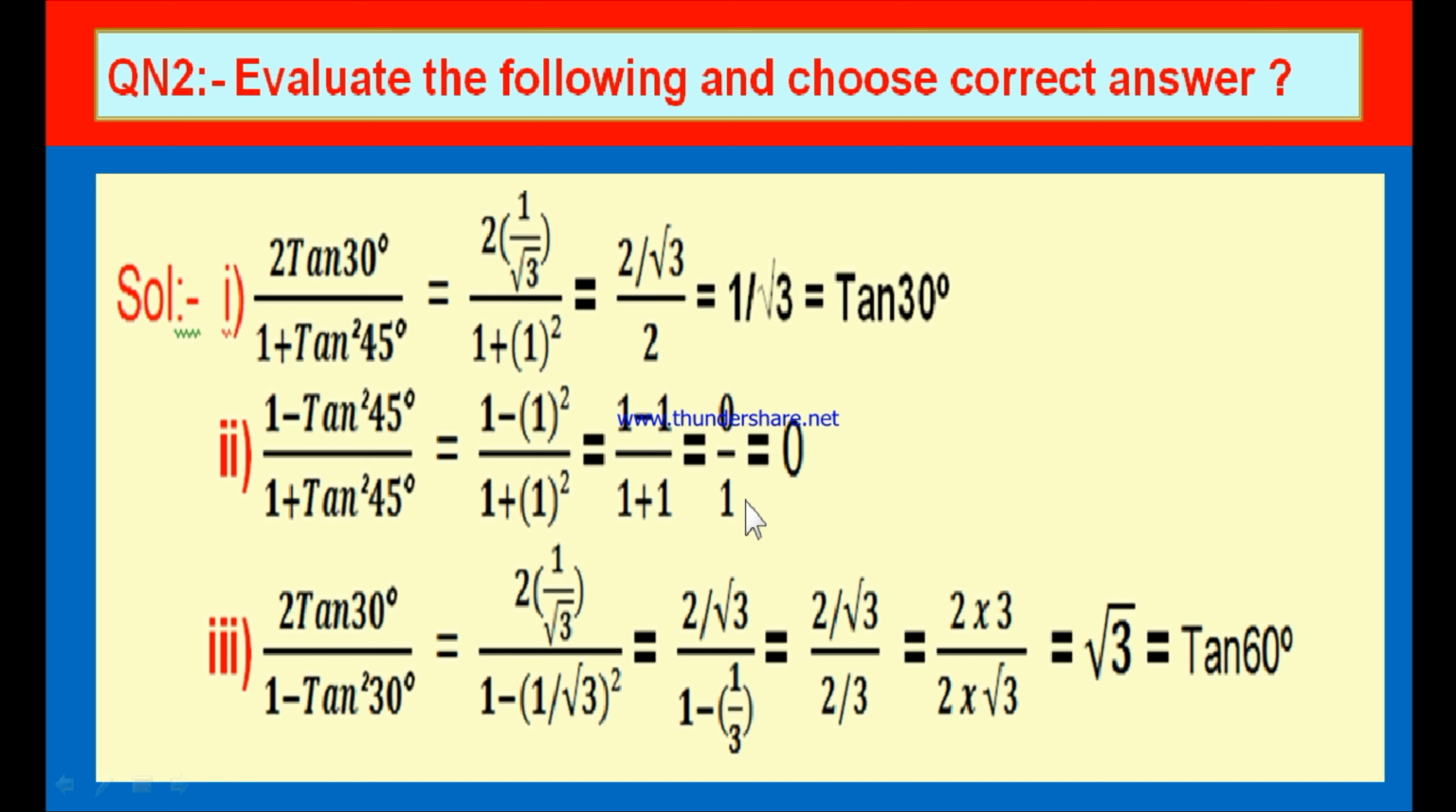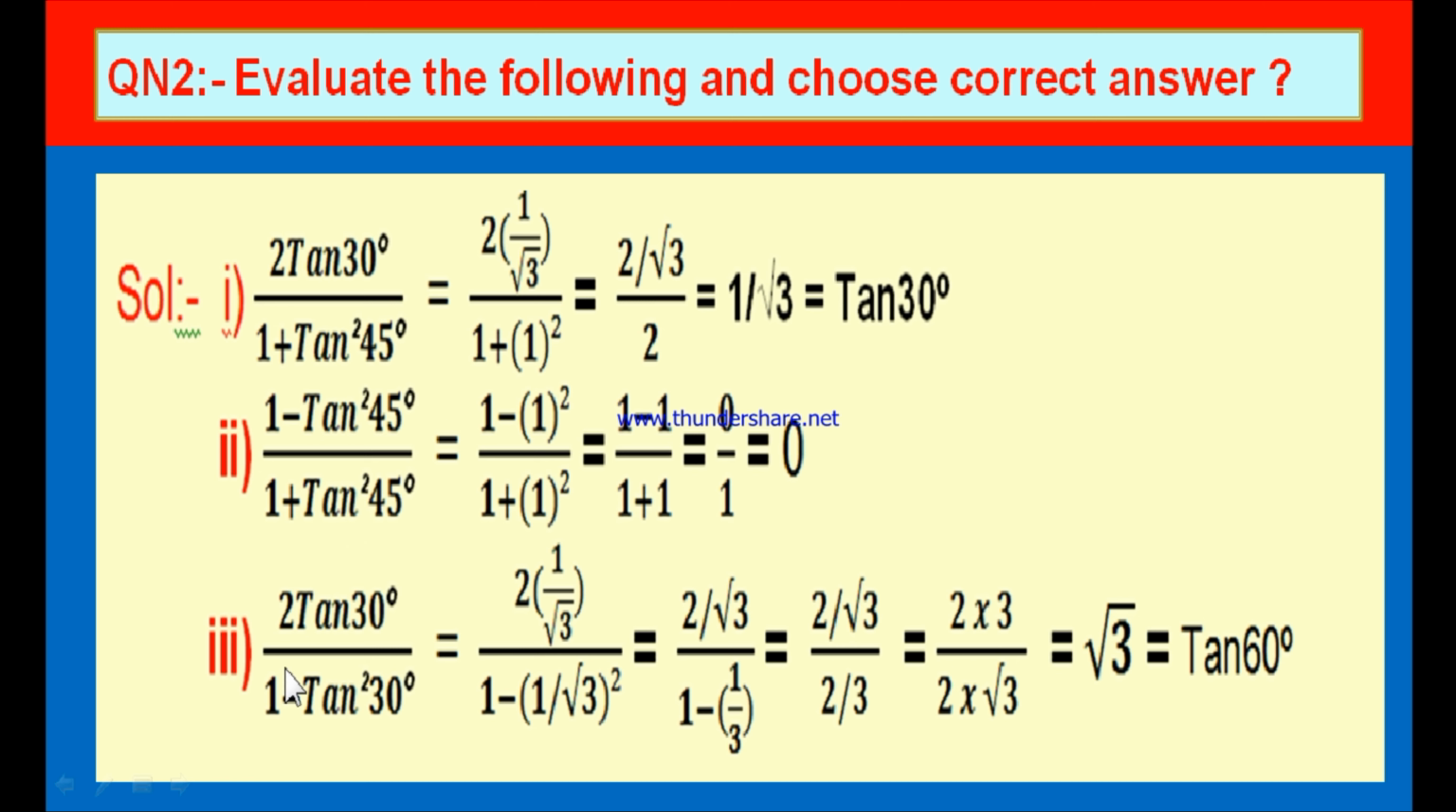But here it is printed as 1, which is a mistake. You may please correct it. Here in the place of 1 you should write 2. 1 plus 1 is 2. 1 minus 1 is 0 by 2. 0 by 2 is always 0. So the value of 1 minus tan square 45 degrees by 1 plus tan square 45 degrees is equal to 0. Now third bit.